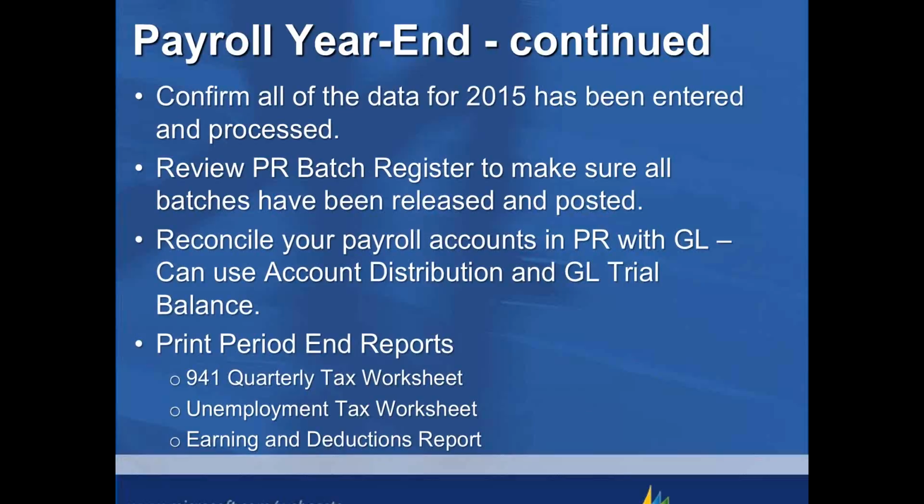Okay, so as far as the steps for the closing goes, you need to, of course, confirm all the data for 2015 has been entered and processed, and review the payroll batch register. Make sure that all batches have been released and posted. Again, no batches on hold, released later, or suspended. Print period end reports: 941 quarterly tax worksheet, unemployment tax worksheet, earnings and deductions report.